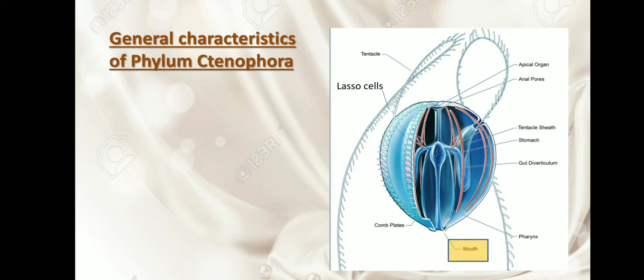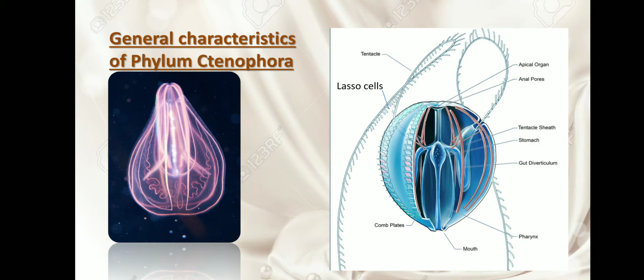Now the opening of the alimentary canal is called the mouth. The mouth opens into the pharynx. The pharynx opens into the stomach, and finally the stomach opens into the anal pore. So this is a complete alimentary canal.